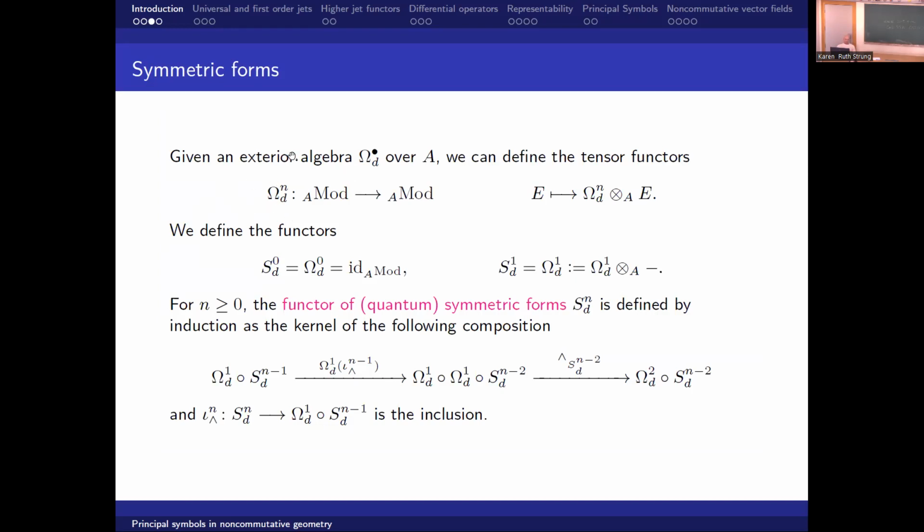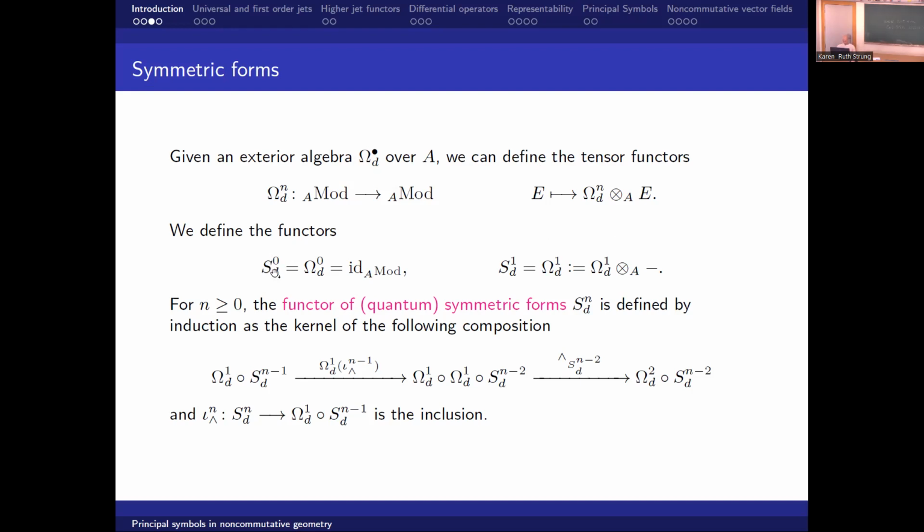So first, let's view omega n as some endofunctor on the category of left A modules, so just a tensor functor. Then inductively, you can construct these symmetric forms. And I'm kind of hesitant to call them quantum symmetric forms because it doesn't have anything to do with, let's say, quantum groups. But this notion of symmetry can be much more complicated than would be in the classical case, right? If you're in the setting of supercommutative supergeometry and you're in the purely odd setting, then these symmetric forms that you get will be anti-symmetric in the classical sense. So it's some more complicated notion of symmetry.